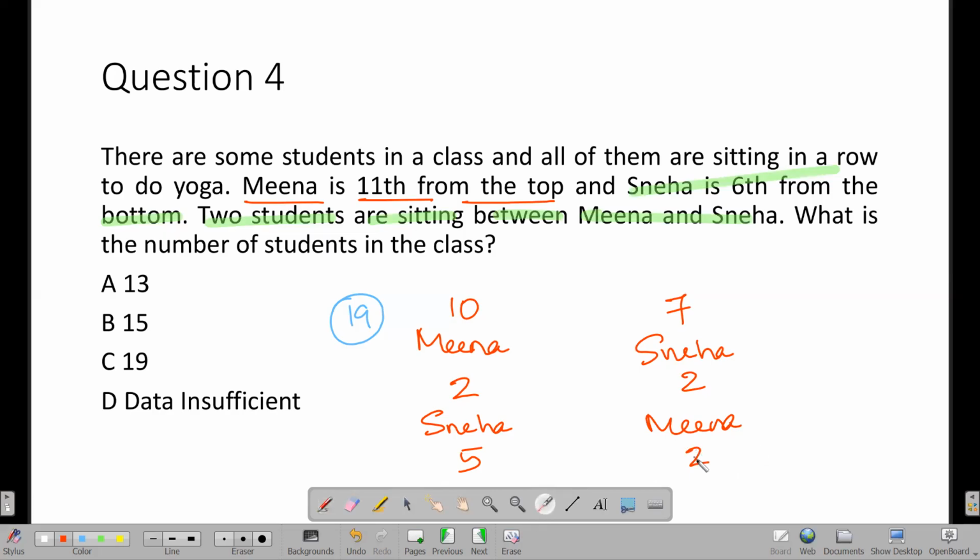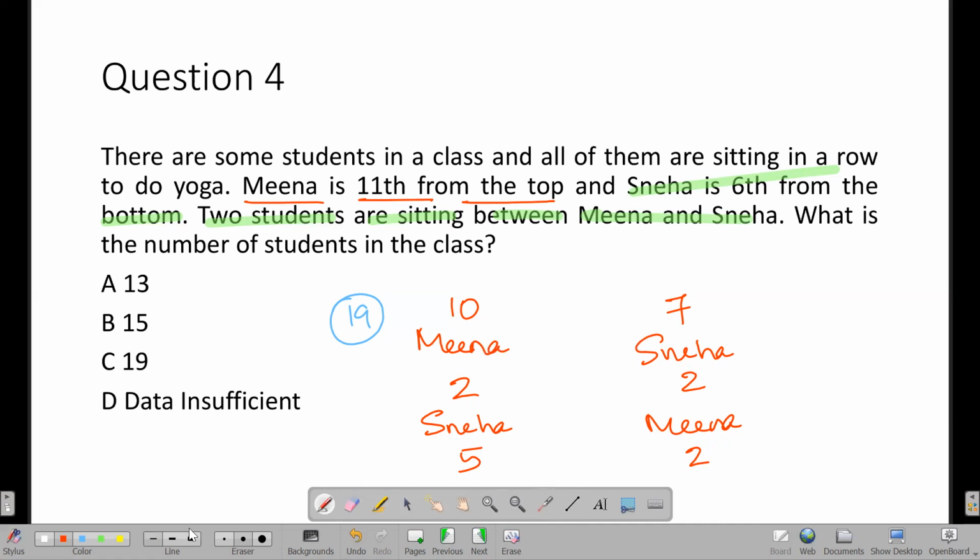So you can see like this, 2, 3, 4, 5, 6. Sneha is the 6th girl from the bottom. Like this, you can again arrange these people. But we don't know whether Meena is ahead of Sneha or Sneha is ahead of Meena.